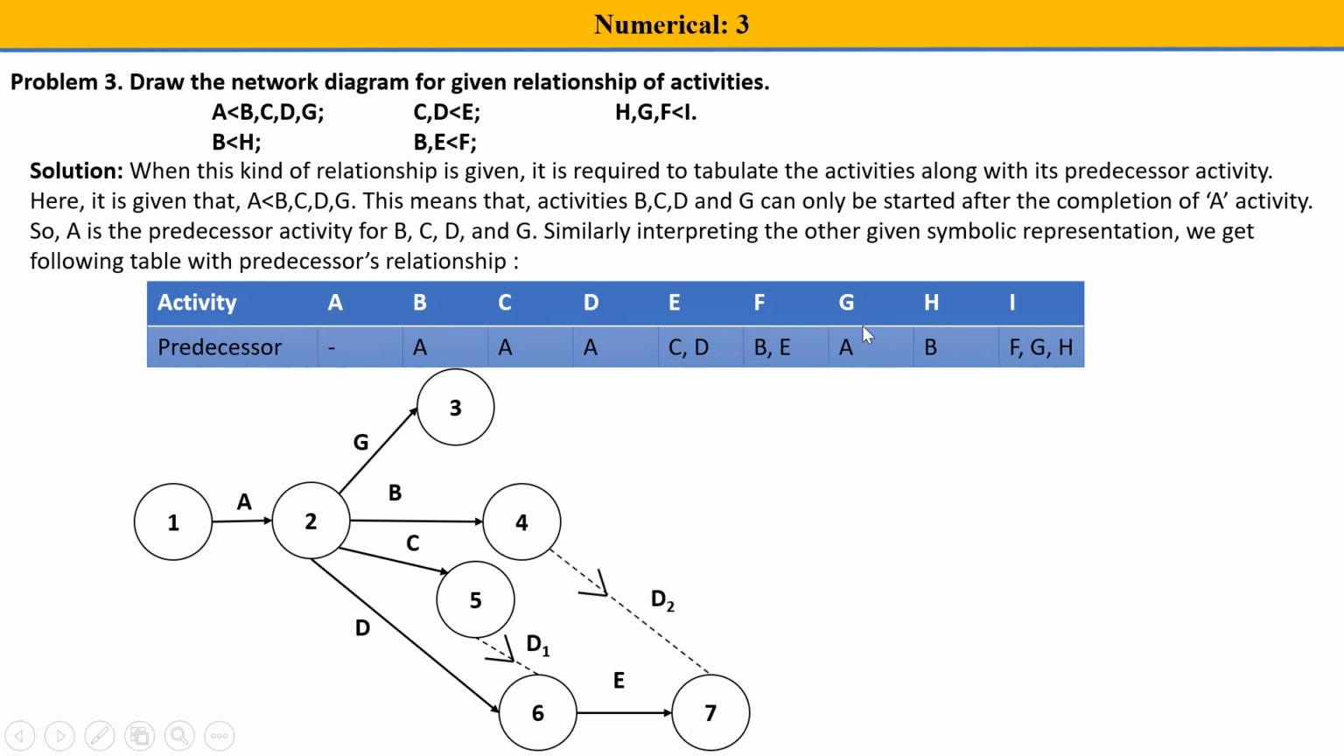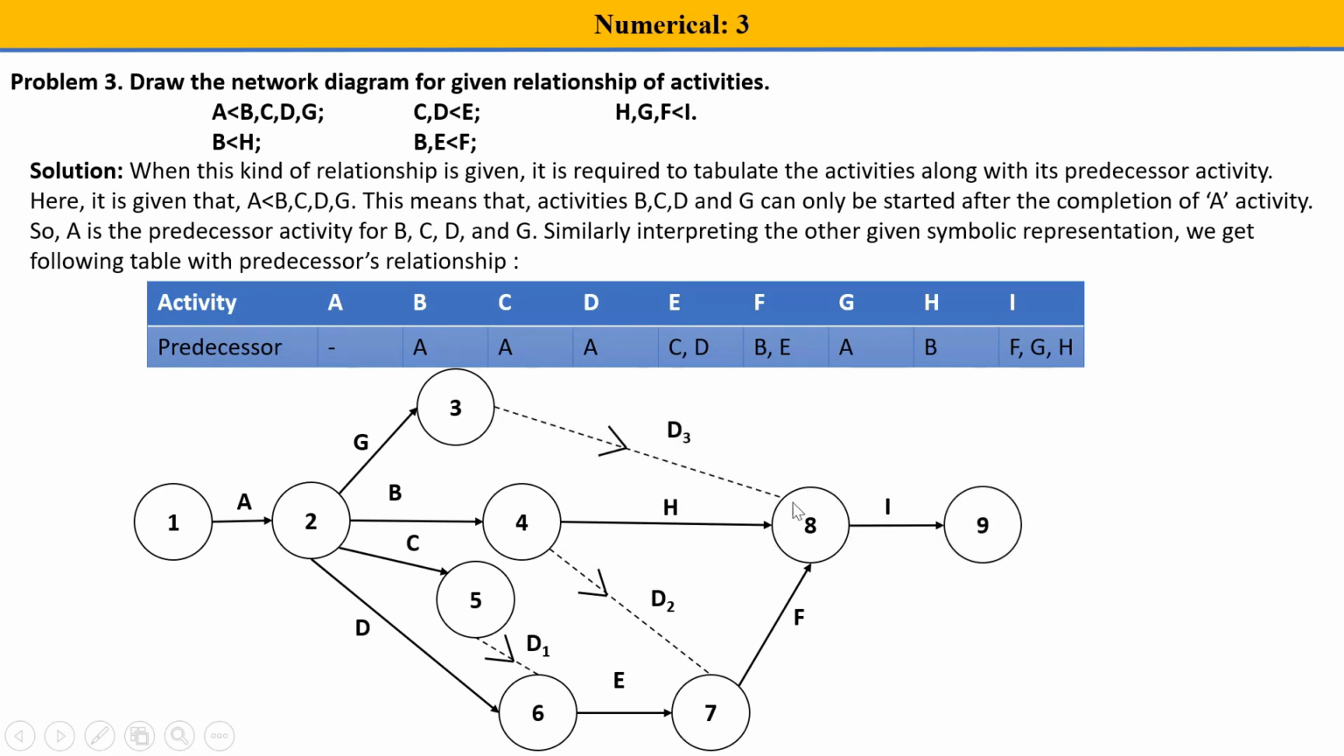Now G is coming from A, which is drawn already. Now H is coming from B, so over here H is okay. F was remaining, so it has been drawn. H is coming out of B. Then I is coming from F, G, H. F and H are matched, G is not. So let's put a dummy activity over here, and finally we put I coming from F, G, H.